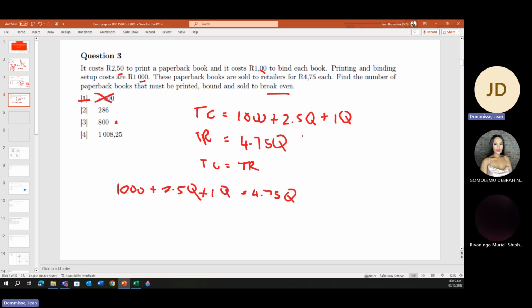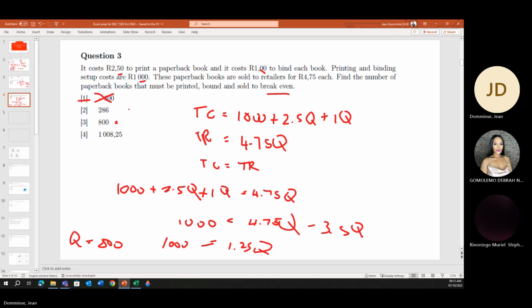We can take all the Q's to one side, so the 1,000 will stay on the left-hand side. Then it's 4.75Q minus 3.5Q, so Q is 1.25. If we then say 1,000 divided by 1.25, we get Q as 800, which is option 3.